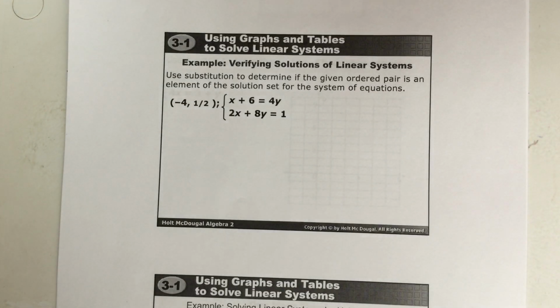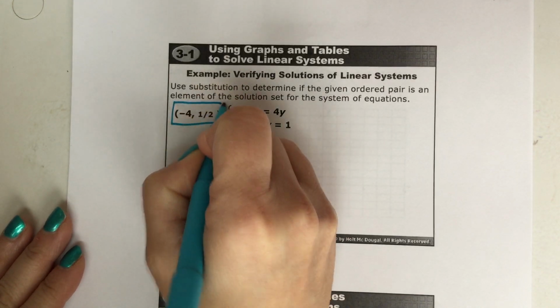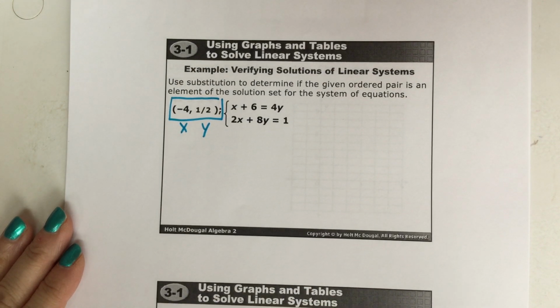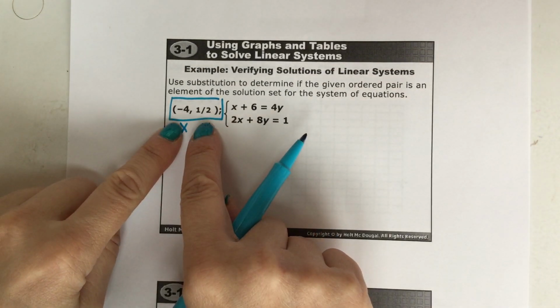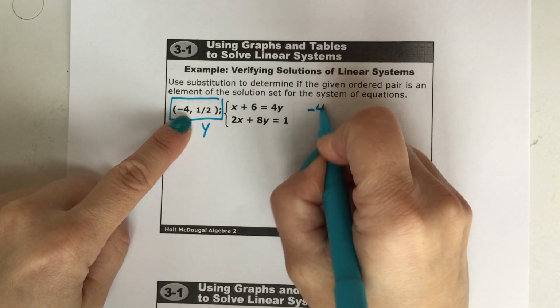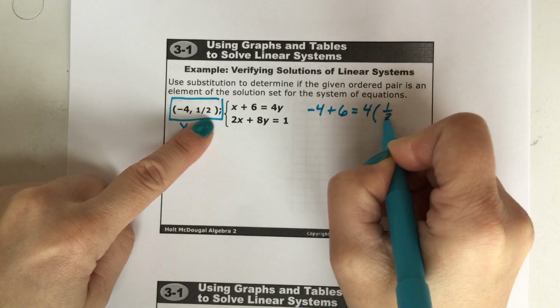Let's do one more because I really like this. I hope you guys like this too. Here is my ordered pair. This is x, this is y. The only way I can say that this is true is if this ordered pair makes both of those equations true. X is a negative 4 plus 6 equals 4 times y is 1/2.